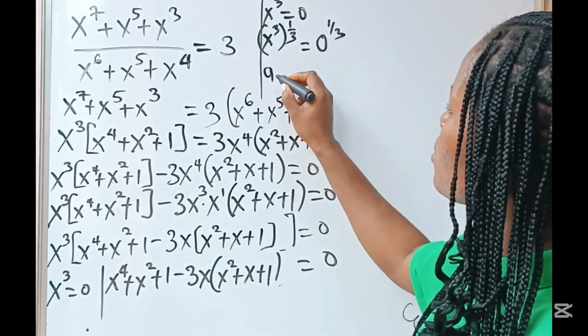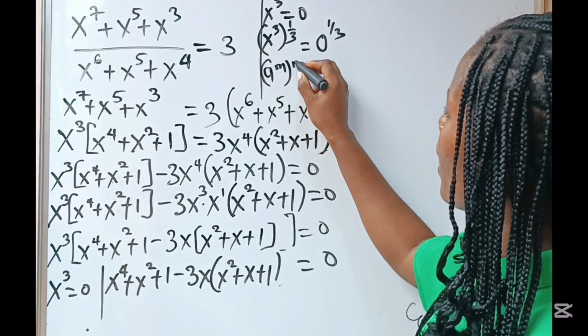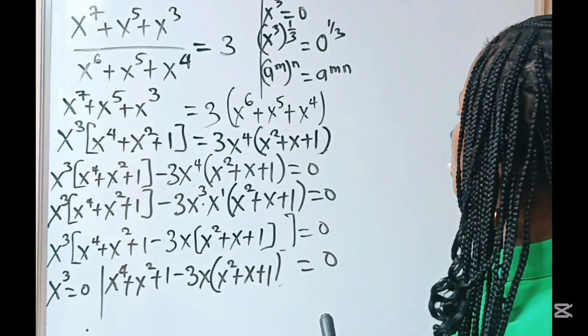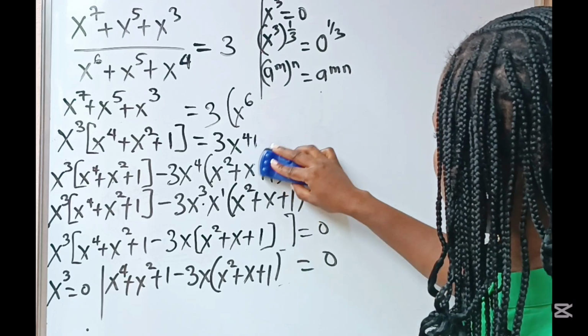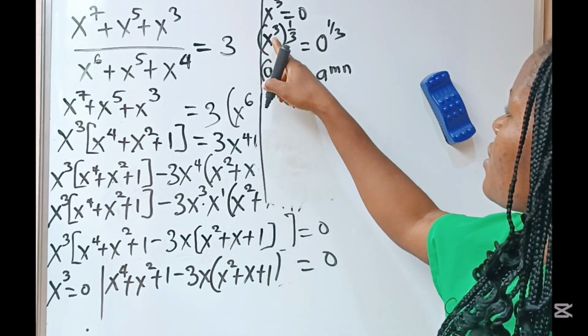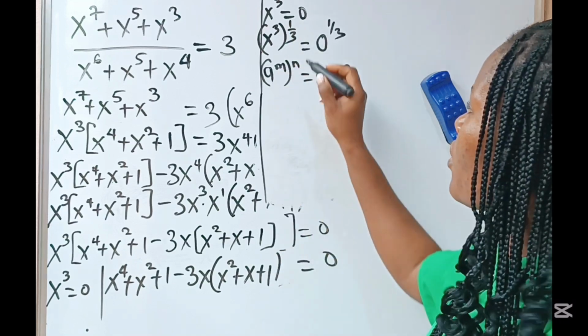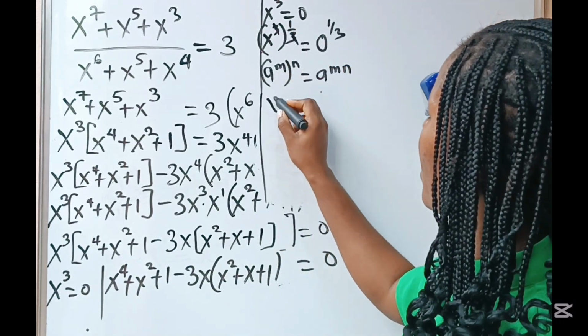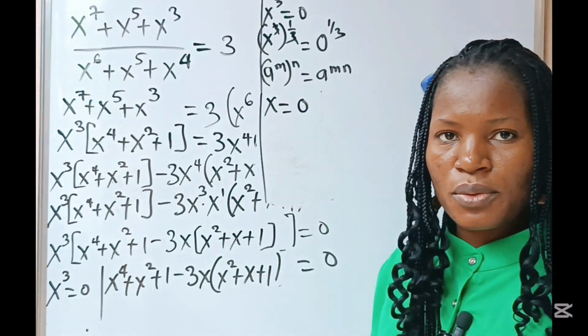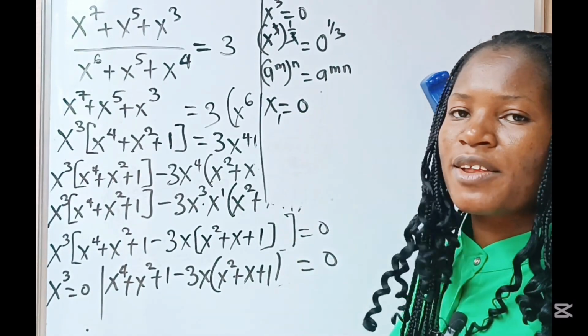Now when you have a to the power of m raised to the power of n, this is equal to a to the power of m times n. So that simply means that this is the same thing as x to the power of 3 multiplied by 1 over 3, and this will cancel this, so we have x is equal to 0, because 0 to the power of anything is still 0. So this becomes the first value of our x.